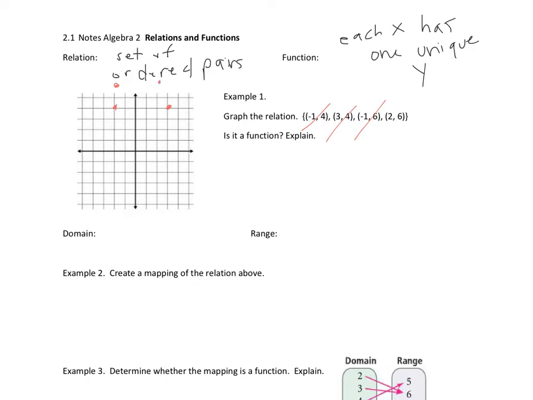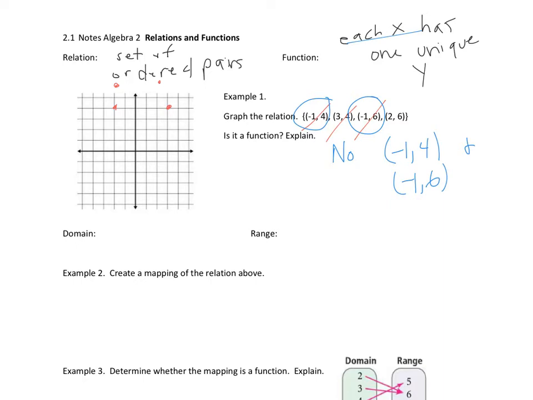So is this a function? Is this relationship a function? No, it's not, because -1 cannot go to 4 and -1 goes to 6. So each x does not have a unique y.